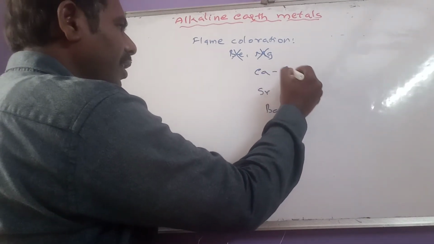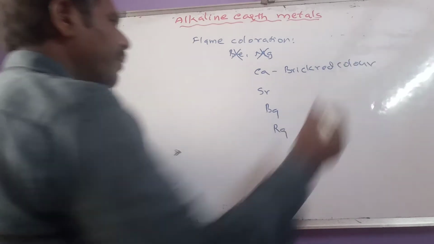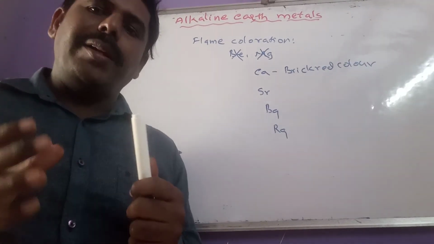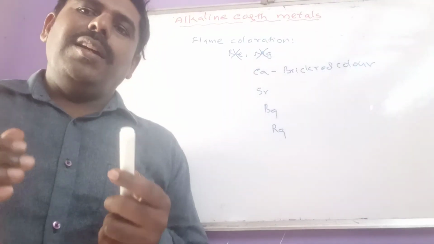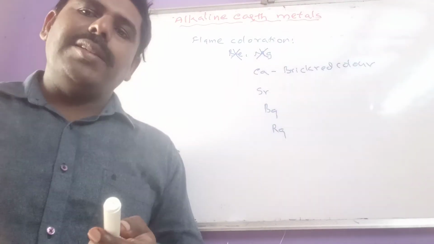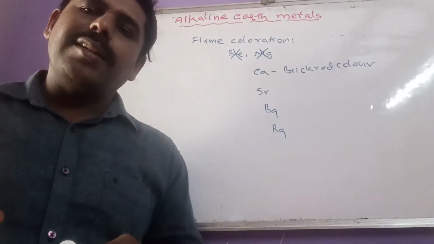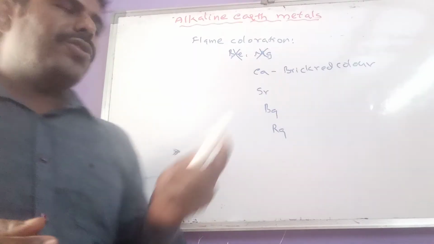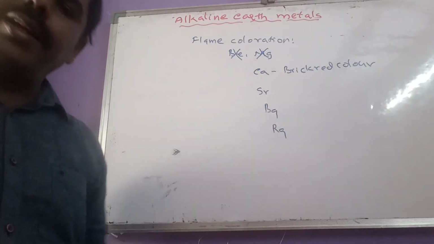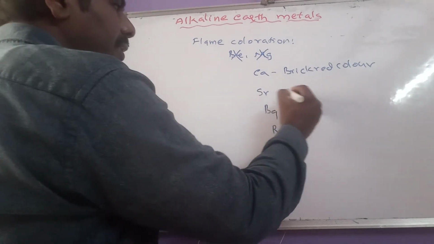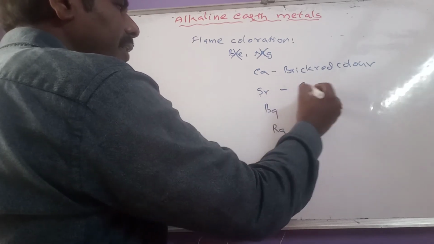Calcium will give brick red color. This is easy to remember. Calcium means immediately we have to remember whitewash. We use whitewash for the walls, and walls are constructed with bricks. So immediately remember brick. So calcium has brick red color. Strontium, just to remember this color, make a small change. Instead of S, write C.